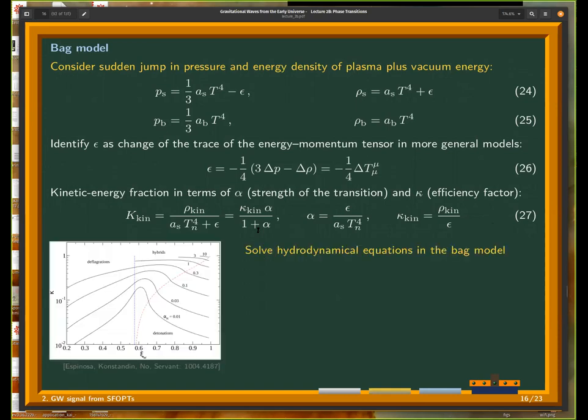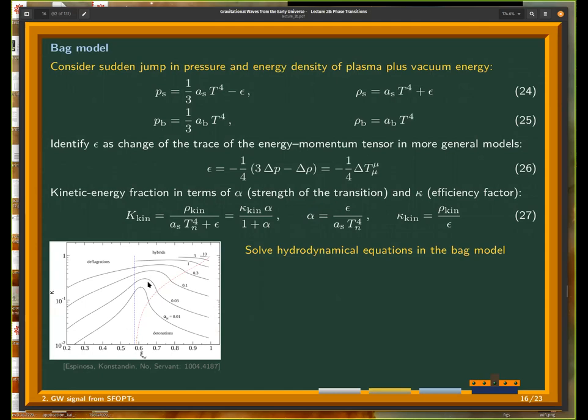Okay. And now one can determine this efficiency factor kappa if I just solve the hydrodynamical equations in the bag model. And then kappa depends on alpha and on the wall velocity. So this is what is shown here in this paper from 2010. The different contours correspond to different values of alpha. So it's shown here, 0.01, 0.03, and so on. And the wall velocity, v_w or psi_w, is shown here on this axis.